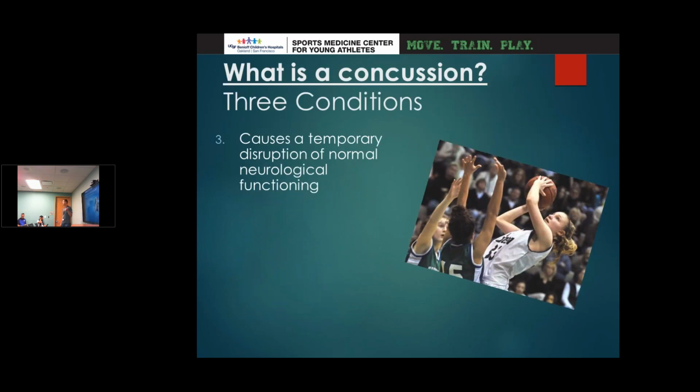So we have the first two conditions: biomechanical force, and a rapid acceleration and deceleration of the head, which causes the brain to move around violently inside the skull. And then our third and final condition is that it causes a temporary disruption of neurological function. This disruption in functioning equals the physical and cognitive symptoms that you experience after a concussion, which we will go through.